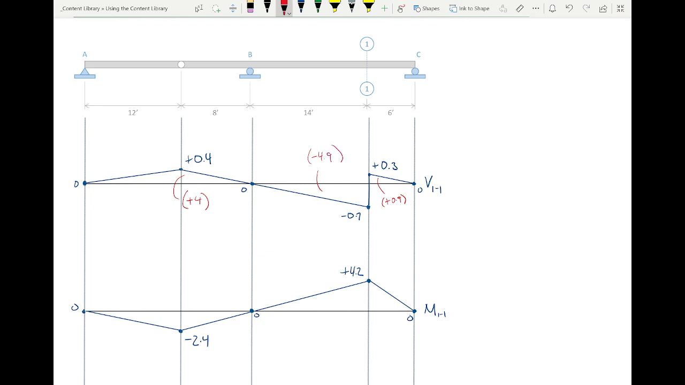Do I have a second on that? Notice how we're dealing with an influence line, not a shear diagram, so they don't have to add up to be 0, although they do. Yeah.